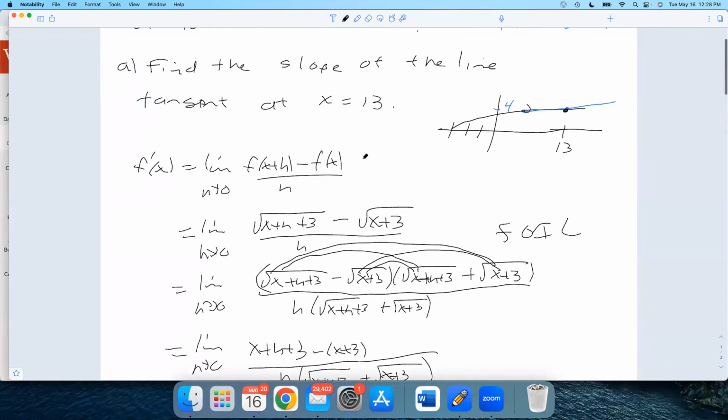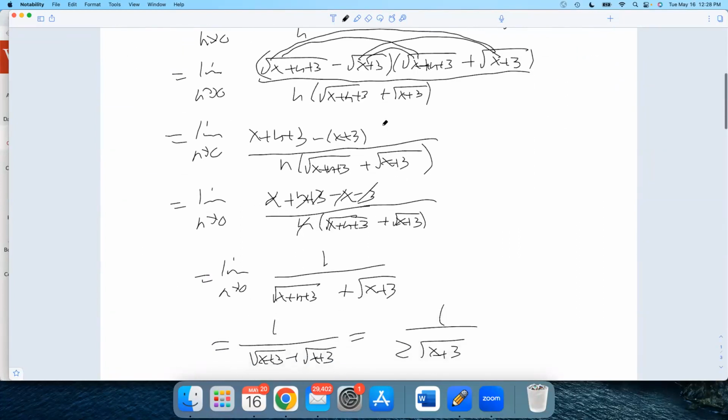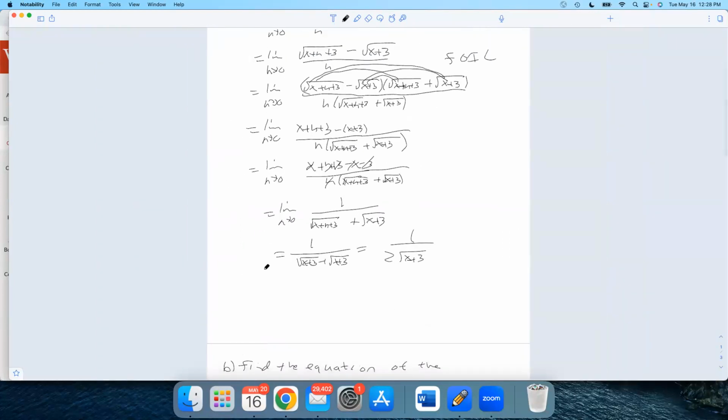Now I can find the slope of the tangent line at x equals 13. So f prime at 13 will be 1 over twice the square root of 16. So that's 1 over 2 times 4. That's 1/8.